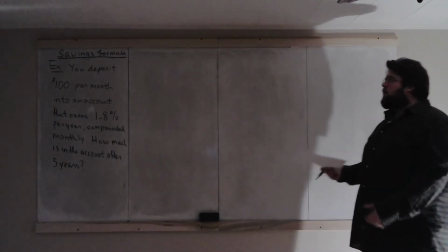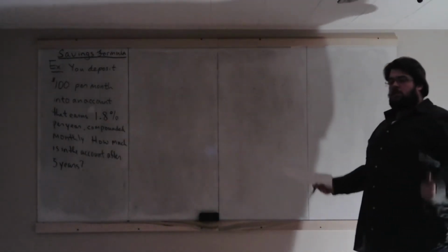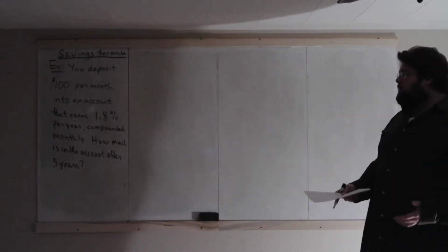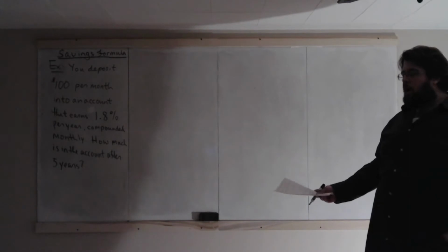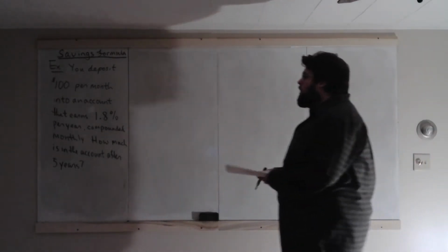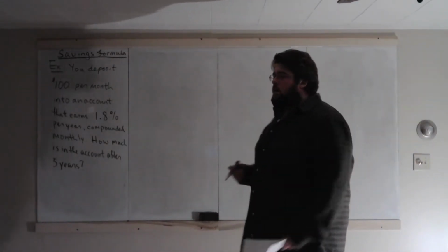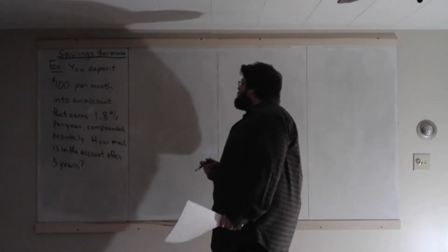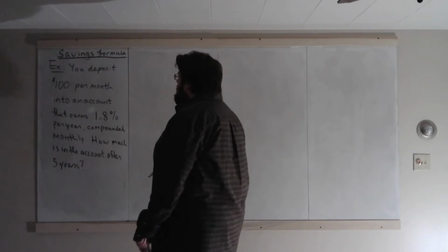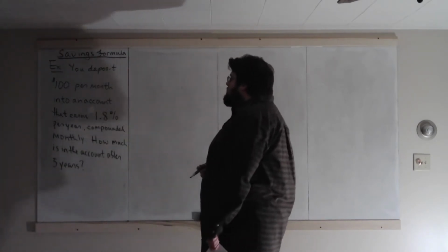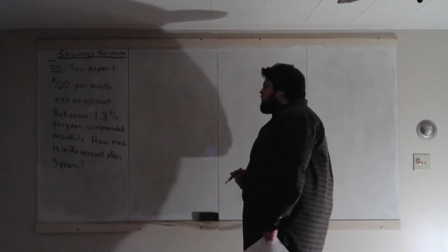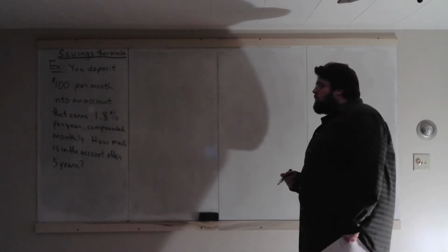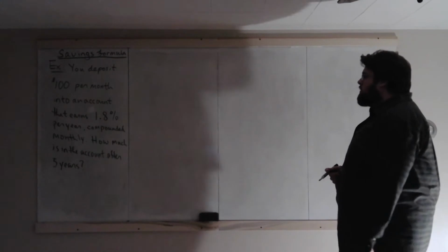Next, we're going to look at an example using what is known as the savings formula. In these, we're going to make a periodic deposit, and we're going to have a periodic interest rate. And we're going to wonder what happens after a certain length of time making these periodic deposits. So here, you deposit $100 per month into an account that earns 1.8% per year, compounded monthly. How much is in the account after 5 years?